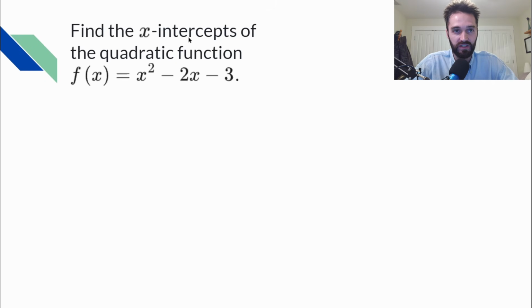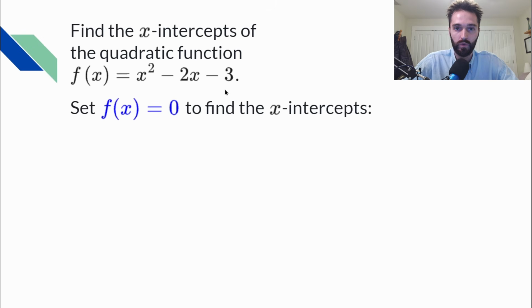Here we're asked to find the x-intercepts of the quadratic function f of x equals x squared minus 2x minus 3. Okay? So what we need to do is set f of x equal to 0 in blue here to find the x-intercepts. All right? So what I'm going to do is take this f of x and set it equal to 0, and then swap the left and right hand sides. Okay, this is how we're used to reading it.